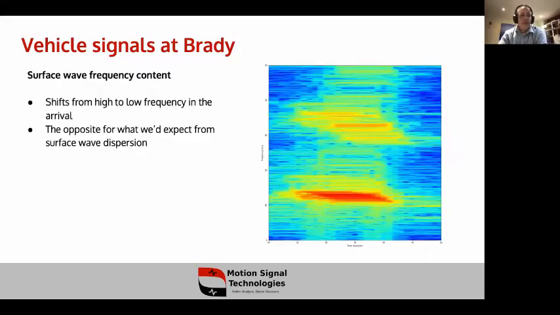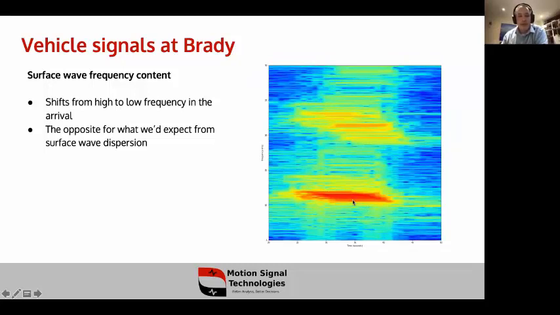So now that we know a little bit about what we're looking at, there's one final thing I wanted to point out in this Brady dataset, and that's looking at some of these time frequency plots in a little bit more detail. Again, this is our signal, with time along the horizontal axis and frequency content along the vertical. One of the things you notice is that as the vehicle signal arrives, there's a shift from high frequency to low frequency.